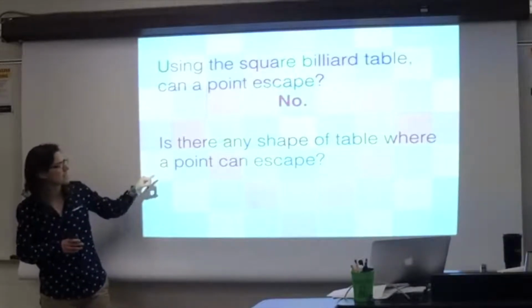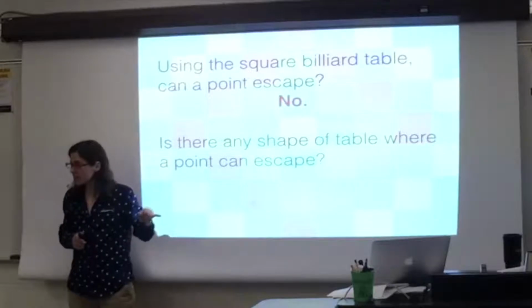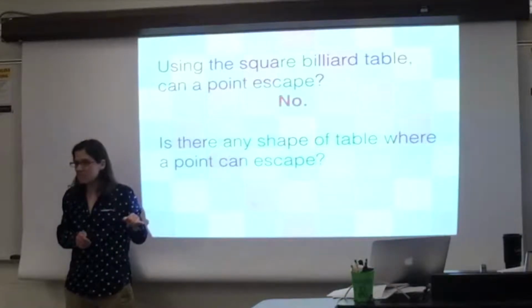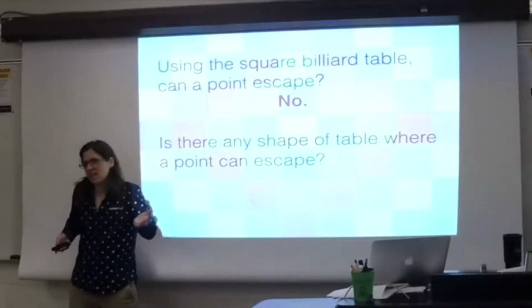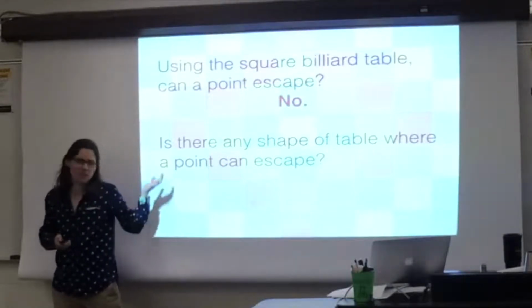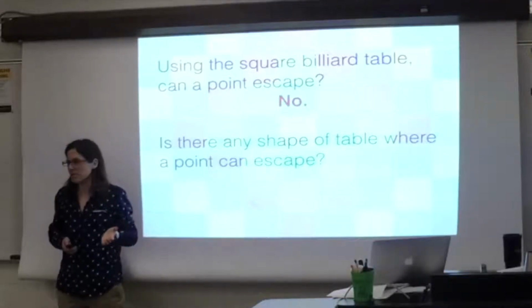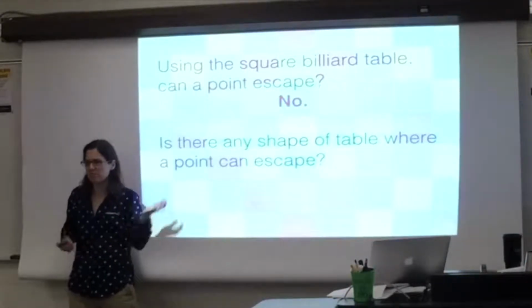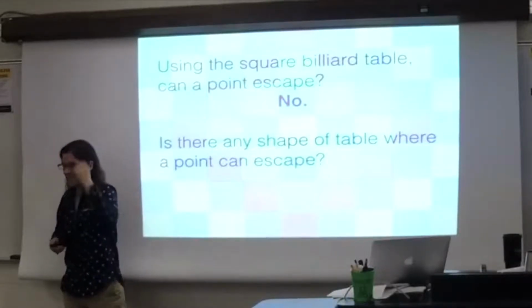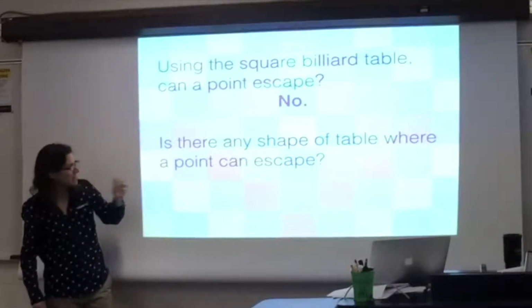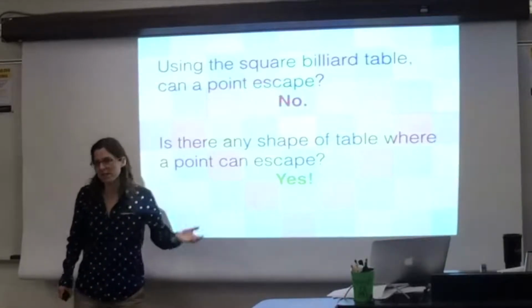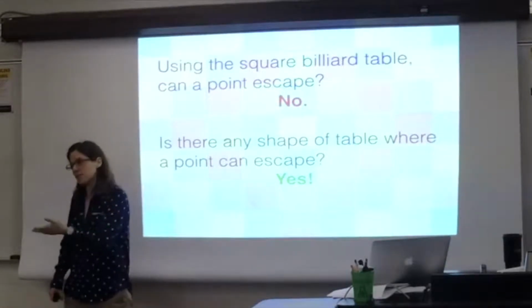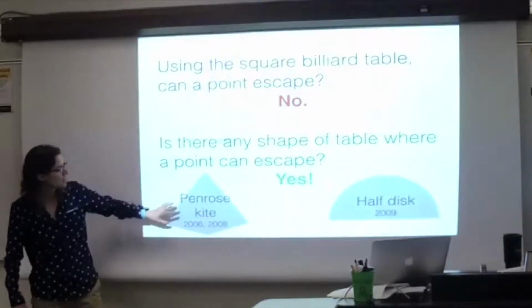How about this? Do you think there's any shape of table where a point does escape? Yeah, I think it's not obvious at all. People kind of wanted to know because it was a toy model for the solar system, and we do want to know whether the Earth is going to spin out of orbit and we're going to die. But it turns out that the answer is yes. And so my advisor came up with one solution, and a group of 2 other mathematicians came up with a different solution. So here are the 2 solutions.